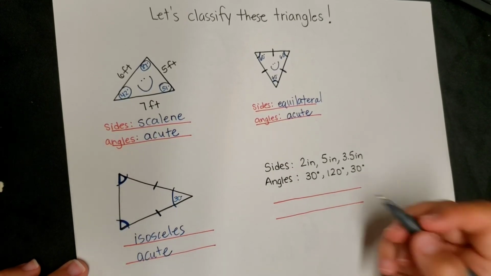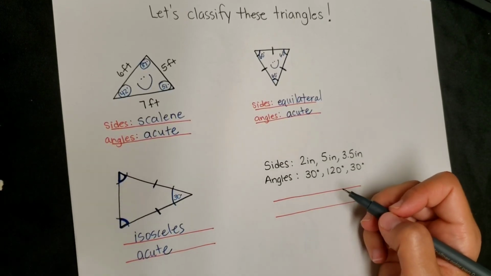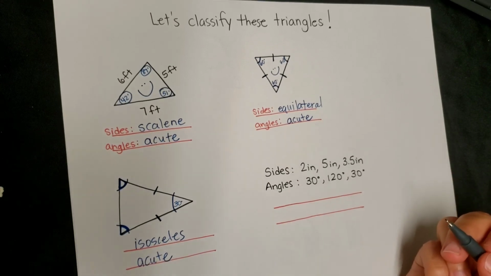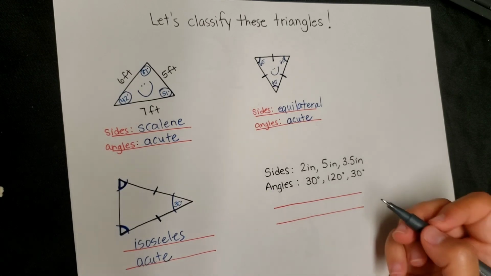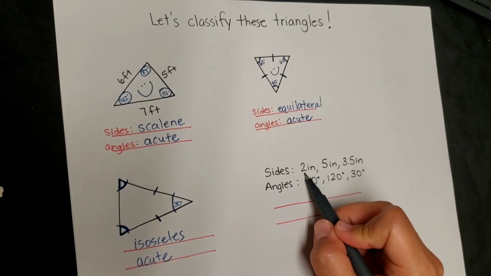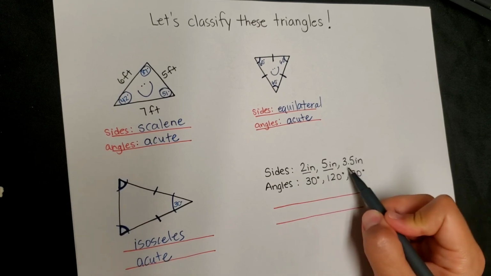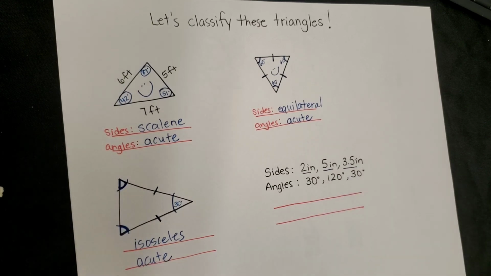All right. So let's look at the last one here. The last one, they didn't give you a picture. They gave you the measurements of each side of the triangle. So it's up to you to go ahead and figure out, based on the sides, what type of triangle this would be, and based on the angles, what type of triangle it would be. So when I look at my side measurements, I see 2 inches, 5 inches, and 3.5 inches.